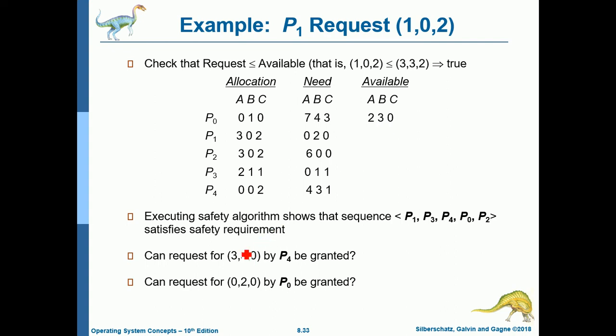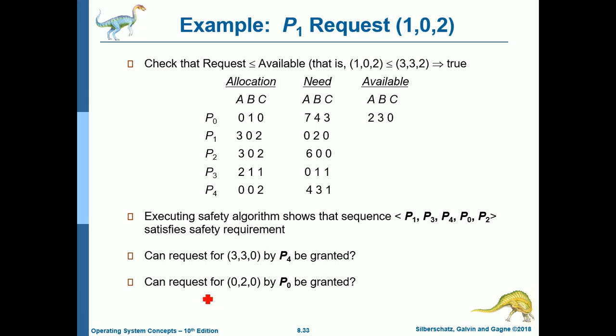But the problem here is resource A. Since the available is 2, this is already 3. It exceeds the available. So, P4 requests 3 instances of resource A, and there's only 2 instances of resource A. So, you can already answer. But again, I'll also provide it in the additional video for this one.